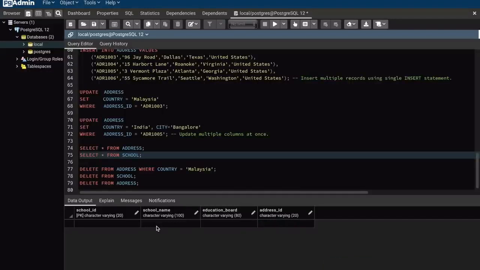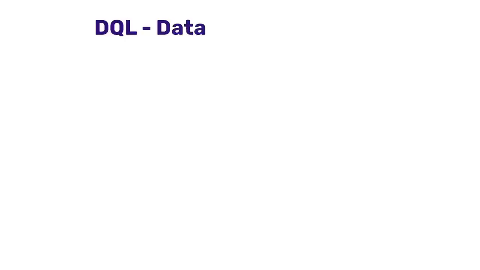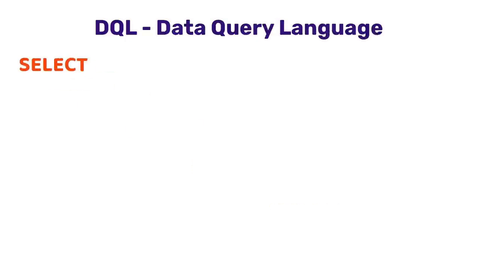Now let us look at the DQL commands, which includes the select statement. DQL, data query language. The select statement in SQL falls under the category of DQL. Using select, we can retrieve data from one or more tables. Select can also be used to build reports, analyze data, and much more.